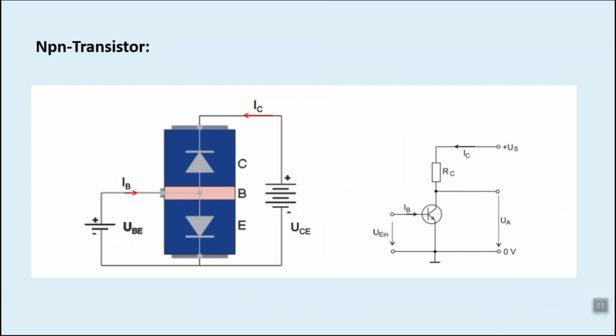As the base current increases, more charge carriers are able to cross the base region and flow from the emitter to the collector, resulting in an increase in the collector current. The relationship between IB and IC is described by the transistor's current gain, also known as the beta parameter. The current gain is the ratio of the collector current to the base current, and typically ranges from 50 to 300 for a typical NPN transistor. The relationship between IB and IC can be described mathematically by the equation IC equals beta multiplied by IB.